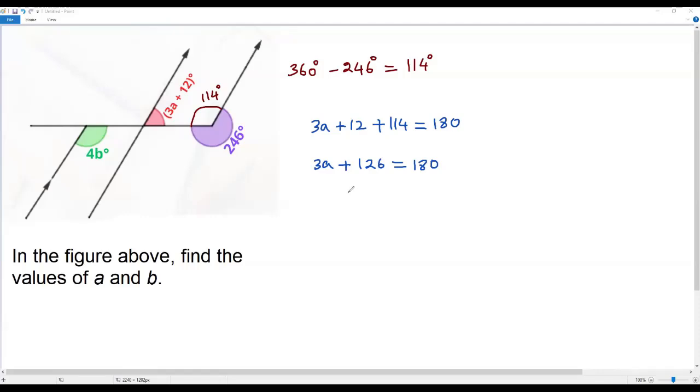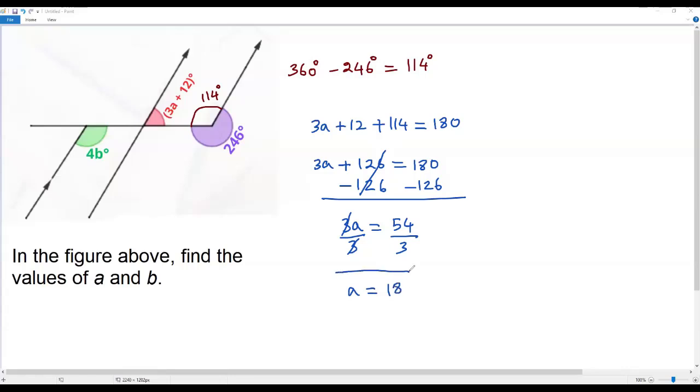Now to solve for A, I have to isolate A. So first, let me get rid of this plus 126. For that, I subtract 126 from both sides. When I do so, this plus 126, minus 126 will cancel out. I'm getting 3a equals, when I subtract 126 from 180, I'm getting 54. Now let's divide both sides by 3. When I do so, this 3 will cancel out. A equals, when I divide 54 by 3, I'm getting 18. So I have solved for A. The value of A is 18.